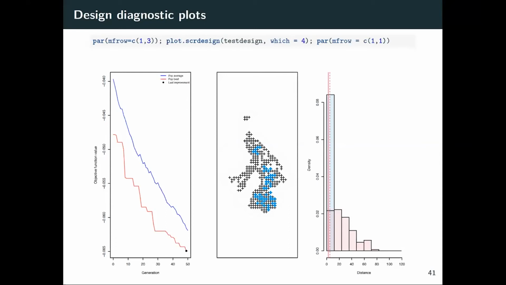Plot.scr design just takes the design object, the output of the algorithm, and shows you these diagnostic plots. The one on the left is probably of most interest if you want to make sure that the algorithm has converged on a design. On the y-axis, we have the objective function value, and on the x-axis, we have the generation. We ran it for 50 generations, which is why the generations go up to 50 on the x-axis.